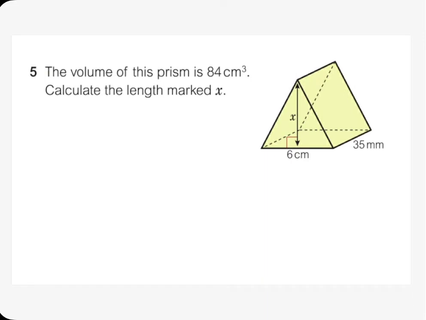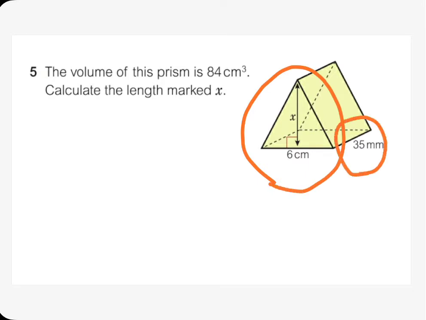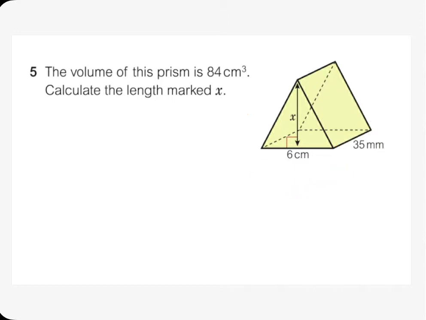To find the volume of a prism, we find the area of the cross section and then multiply it by the length of the prism. But now it's the opposite. He gave you the volume and he wants the height of the triangle, which is x.